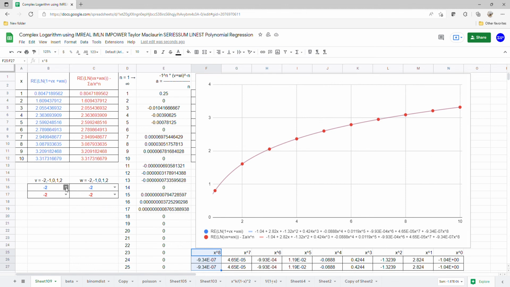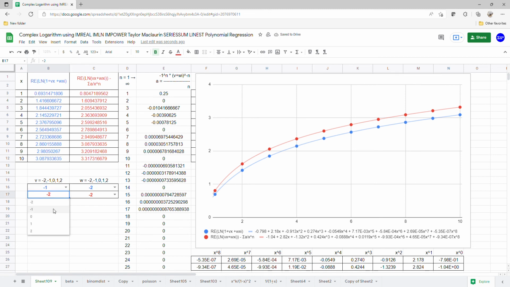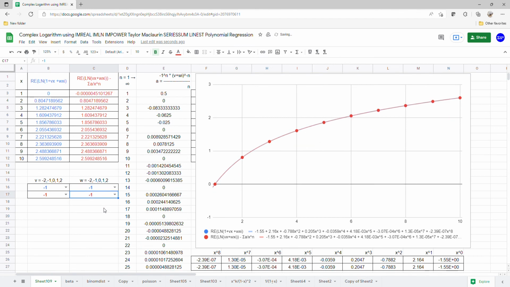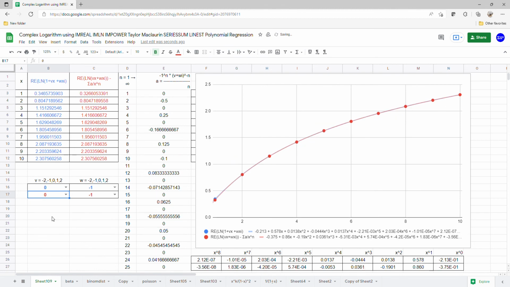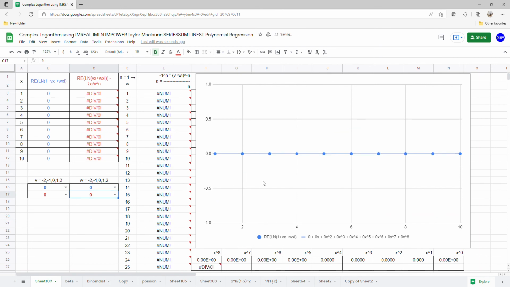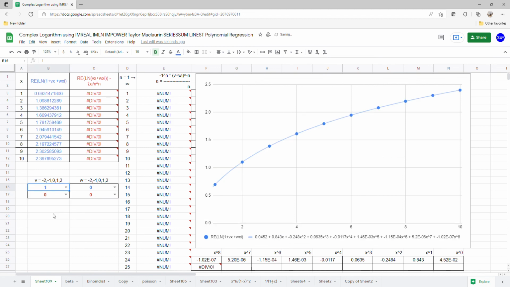Suppose I change these to 1. I should change this to 1. I can change this to negative 1. And I'll change this to negative 1. I'll change this to 0. I'll change this to 0. Change this to 0. And change this also to 0. And this is all 0. Change this to 1. I'll change this to 1.